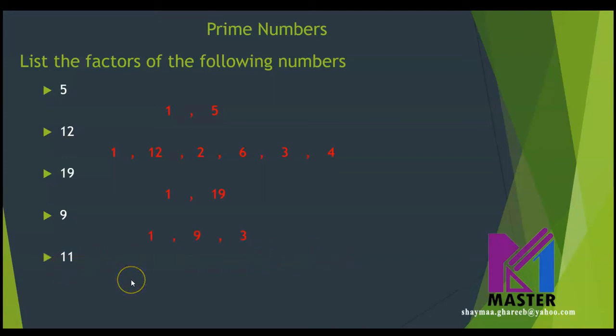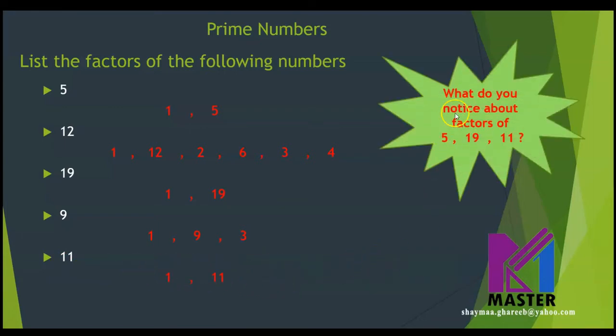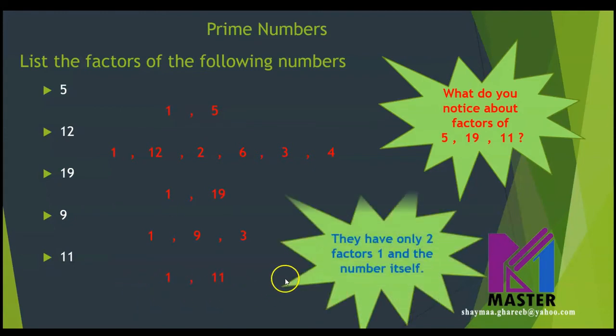What about number 11? 1 and 11. Do you know any other two numbers? No. So now, what do you notice about factors of number 5 and 19 and 11? Number 5 has only two factors, number 19 has only two factors, and number 11 has only two factors. They have only two factors, 1 and the number itself.